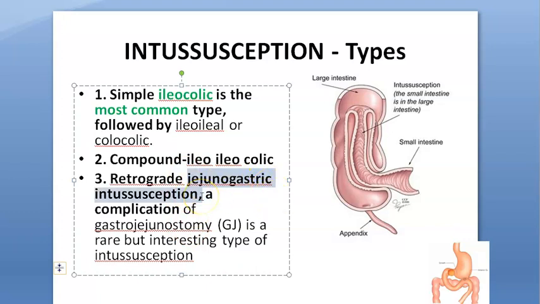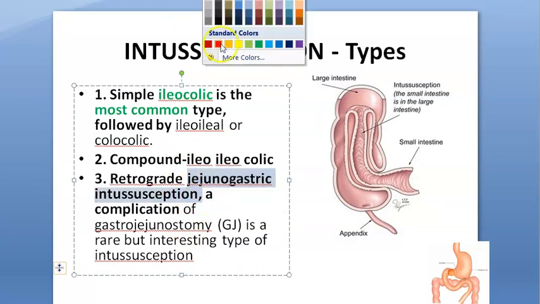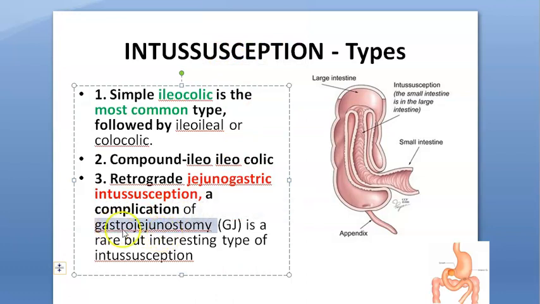Jejunal-gastric intussusception. It's a complication of gastrojejunectomy. So basically, why are you calling it retrograde? Because the distal is going into the proximal. That's why, right? Yeah.